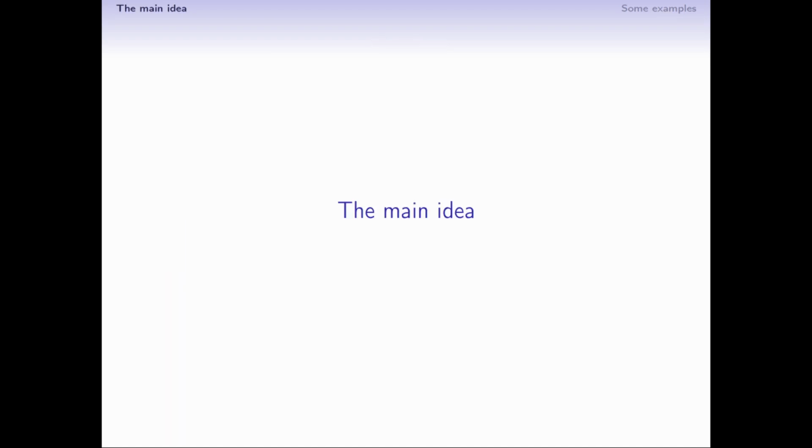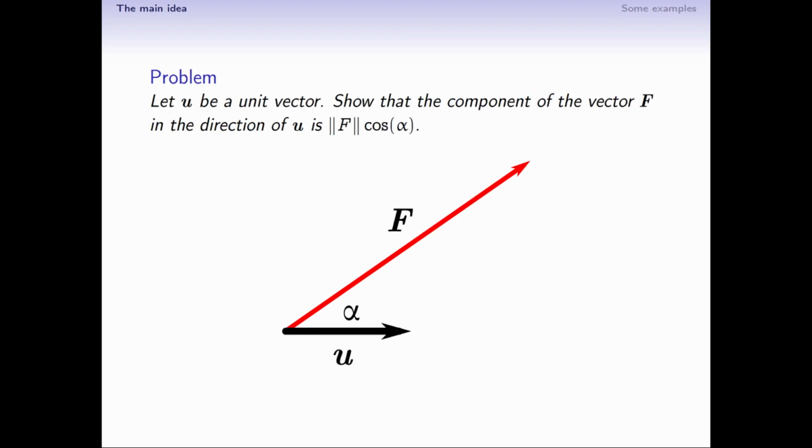So let's talk about the main idea. And what I want us to do is to work a problem so the main idea is in some sense embedded in the solution to this problem. So let's take a look at this problem. Let u be a unit vector. I want to show that the component of the vector f in the direction of u is the length of f times the cosine of the angle between u and f.